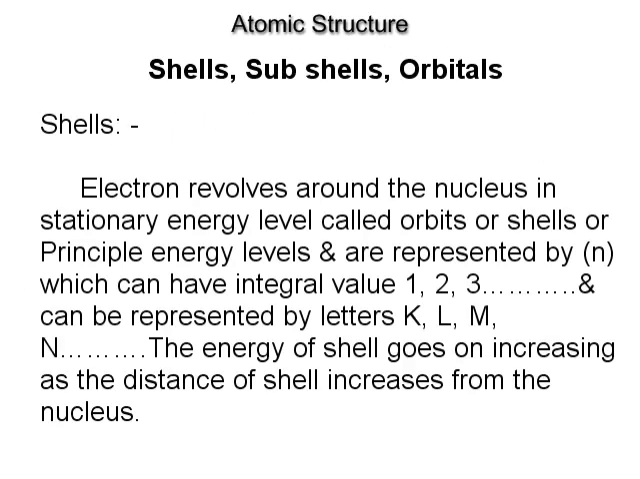Shells, subshells, orbitals. Shells: electrons revolve around the nucleus in stationary energy levels called orbits, shells or principal energy levels, represented by n, which can have integral values 1, 2, 3 and so on, and can be represented by letters K, L, M, N and so on. The energy of the shell goes on increasing as the distance of the shell from the nucleus increases.